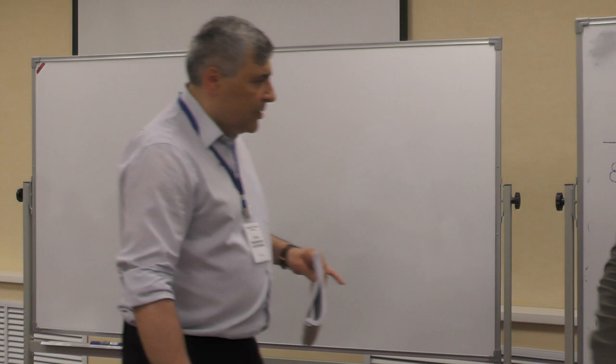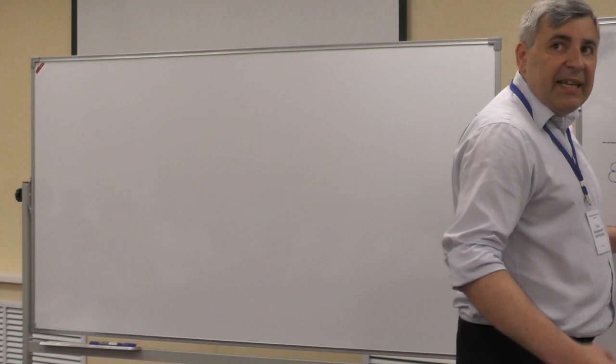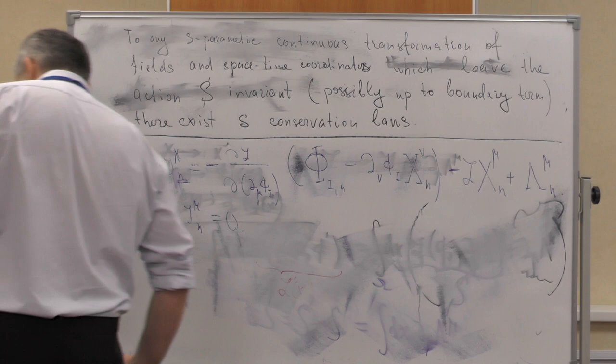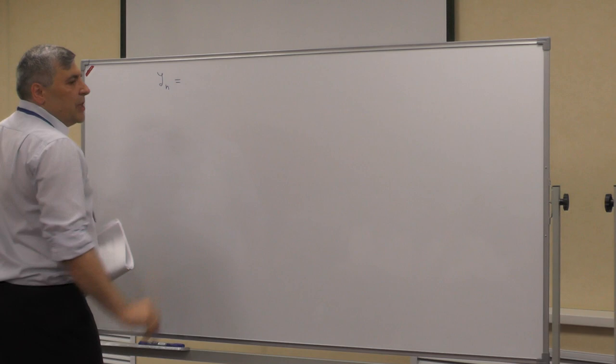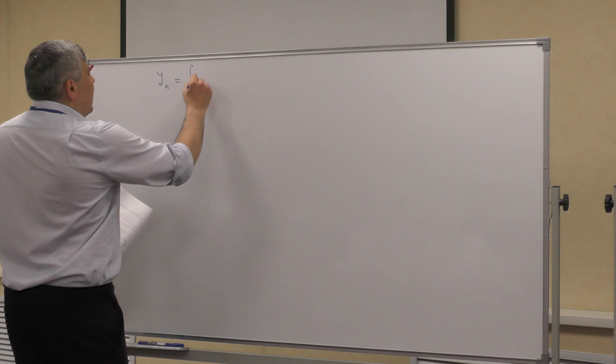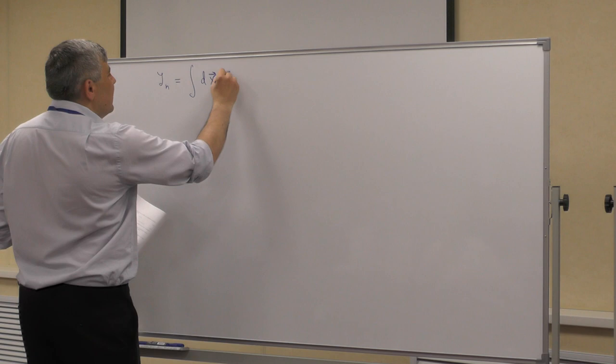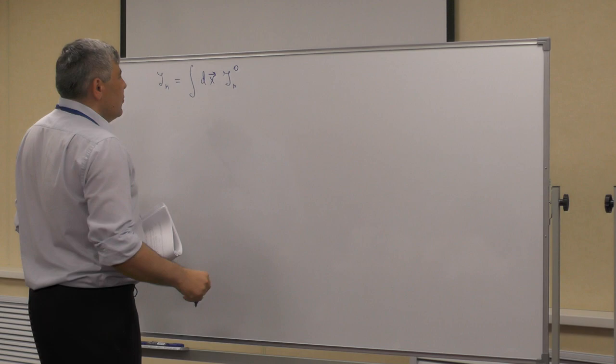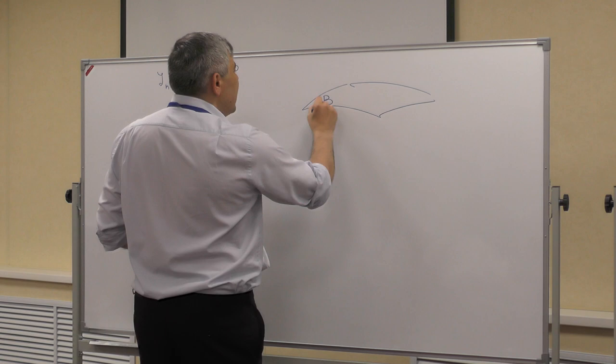So basically, I want to explain why this local statement here results in the existence of quantities which do not depend on time. So these quantities are now defined in the following way. You take the zero component of the current, where the zero direction corresponds to the time direction. I take the zero component of the current, and I integrate it over spatial directions, like this. And you assume that you have some hypersurface denoted by B, which is in a sense orthogonal to the time direction.